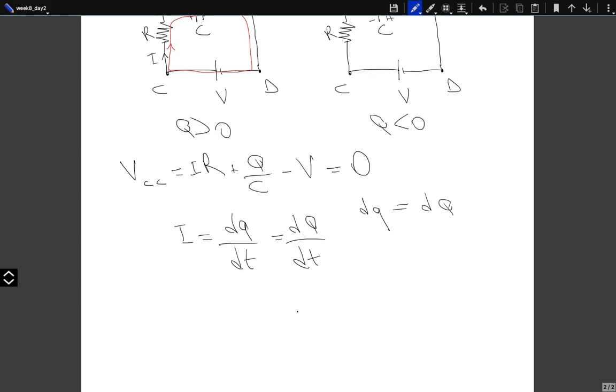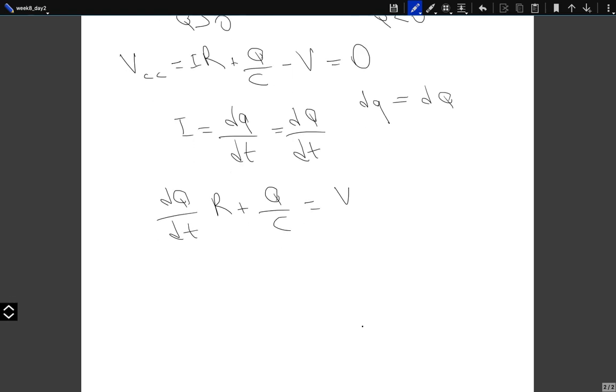So let's just put it back into our equation. dq by dt times R plus Q over C is equal to V. Now this is what's called a differential equation. So there is a quantity whose derivative is related to the quantity itself. Now this will be easy to solve.